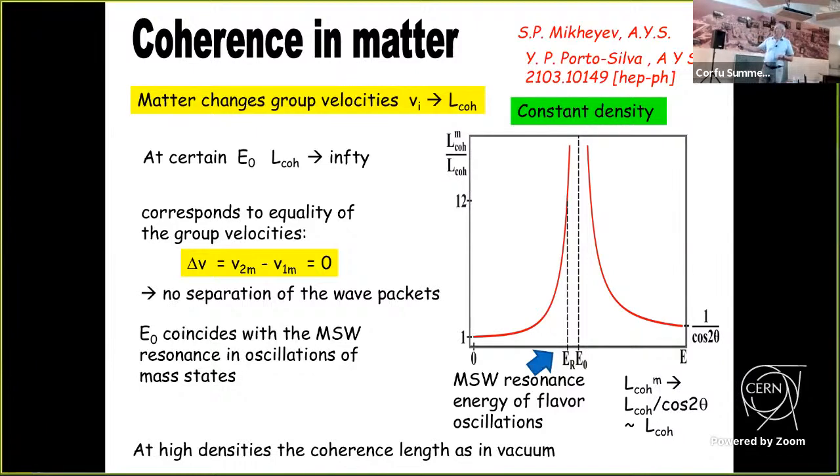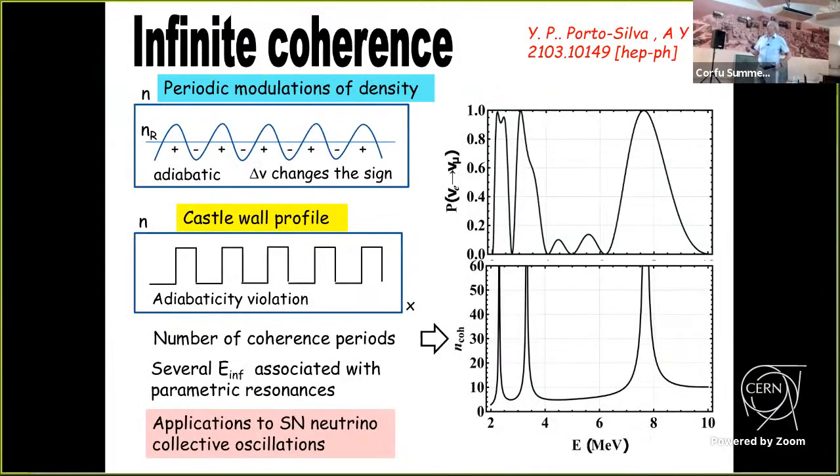So actually, this resonance is close to the usual MSW resonance, and it coincides with resonance for mass states. Another important thing is that at very high densities, the coherence length approaches again the value in vacuum, in spite of big densities, which is important for supernova neutrinos. So what are other situations when you have infinite coherence?